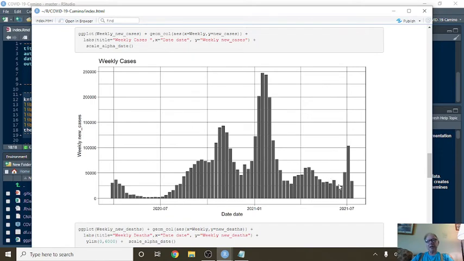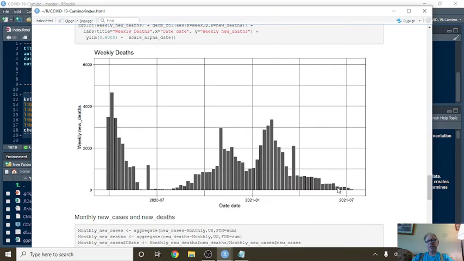What about weekly cases? Well, you see you had a spike the previous 2 weeks, but now that's fallen back down a little bit this week. But never forget, you came from all the way up here, back in January. Deaths, you can see deaths are continuing to decline on a weekly basis. That's very good news.